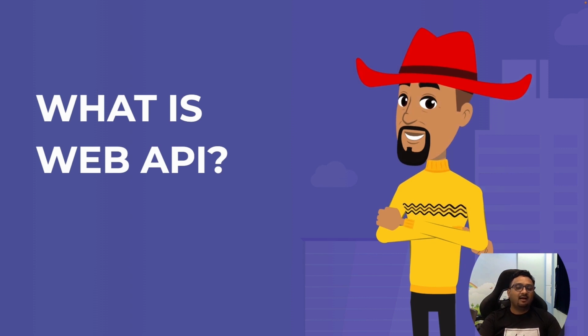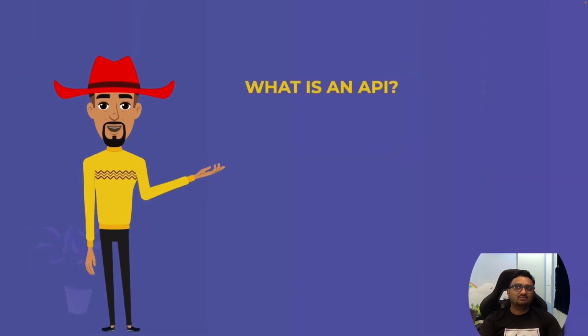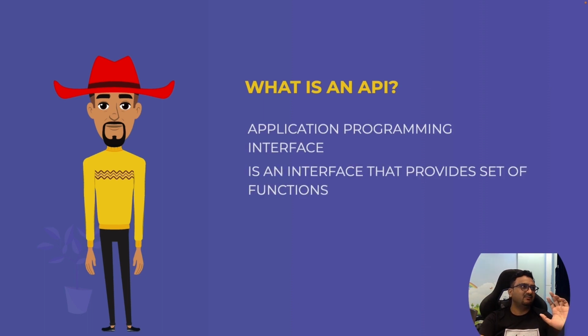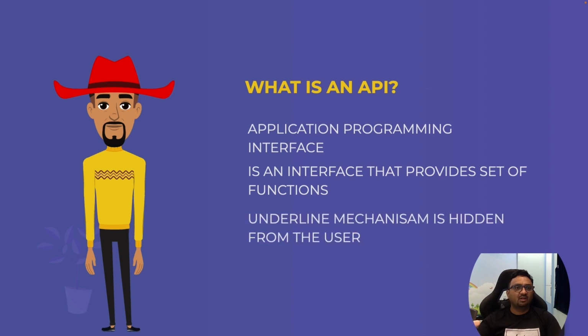Before understanding Web API, first let's try to understand what an API is. API stands for Application Programming Interface. It is basically a function or interface that provides you a set of functions. What I mean by a set of functions is that the function does some work for you, and the underlying mechanism of it is hidden from the user. Just in layman's terms.